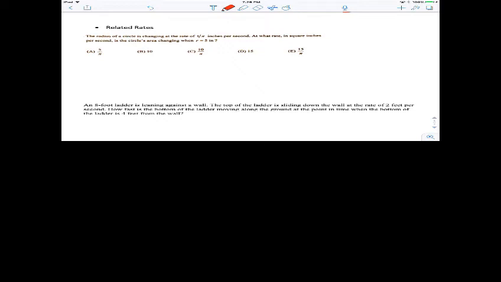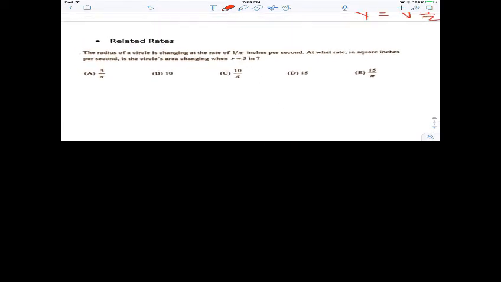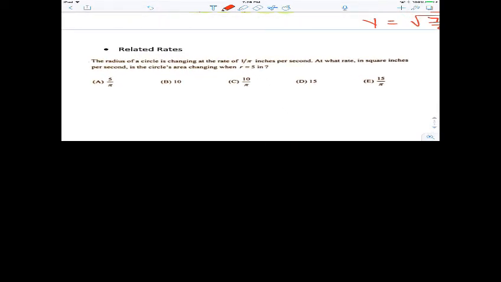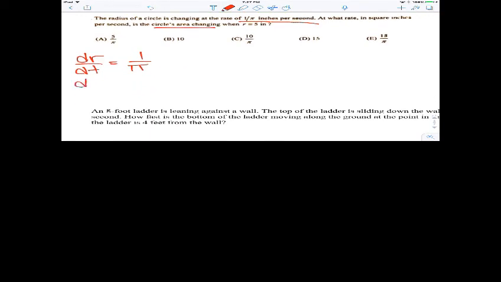All right, related rates. Remember with these, we're looking at how things change with respect to time, right? So you're always going to have this extra element, which is the idea that you're going to have like dr/dt or dx/dt, because every one of these is going to involve the chain rule and implicit differentiation. So the radius of a circle is changing at this rate. So I already know that that's dr/dt, and it tells me that's positive, so I'm assuming this is increasing. At what rate in square inches per second is the area changing? So I'm looking for dA/dt.